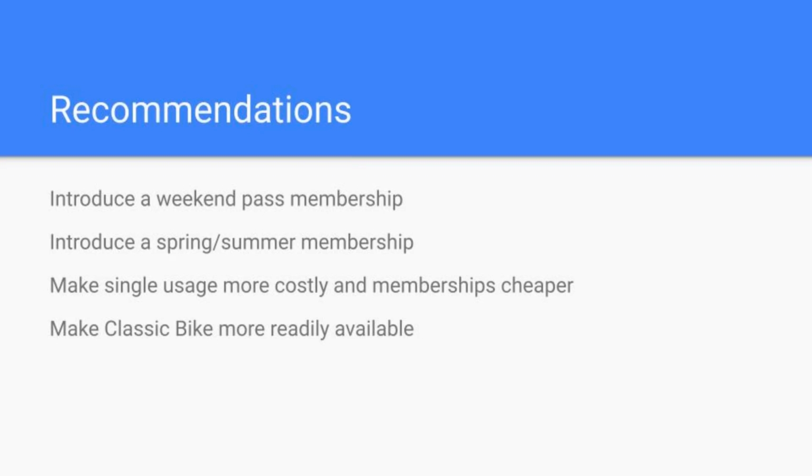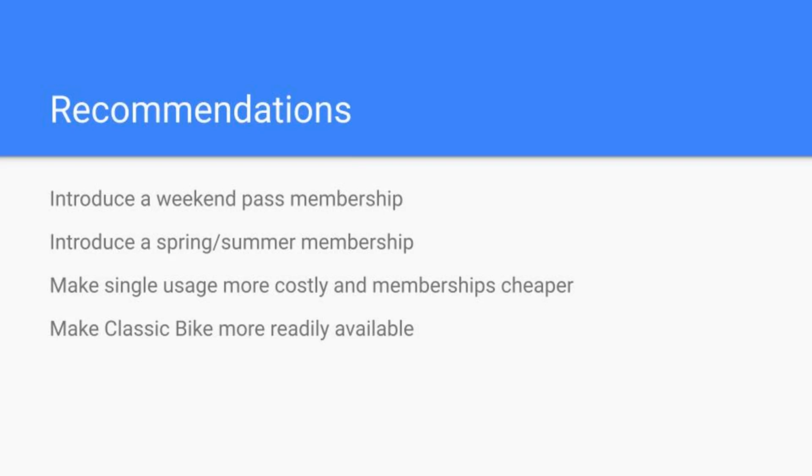Secondly, I think we should make a spring and summer membership. As we saw earlier, usage for the bikes tends to go up drastically as the weather gets warmer, and I definitely think there would be a wide appeal for casual riders to sign up for that service. Thirdly, I think we should make single usage more costly and make the membership slightly cheaper. If we make single usage slightly more expensive, I think casual riders would be steered away from that and look more towards the cheaper membership option.